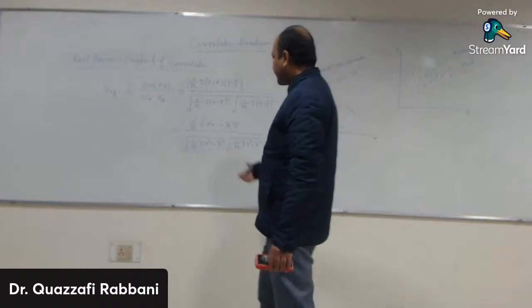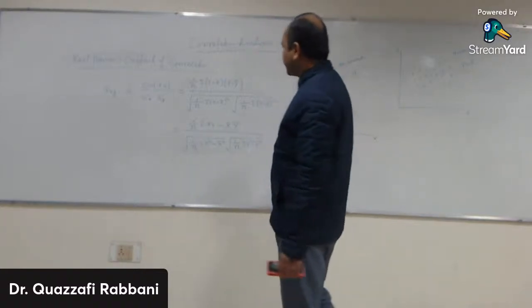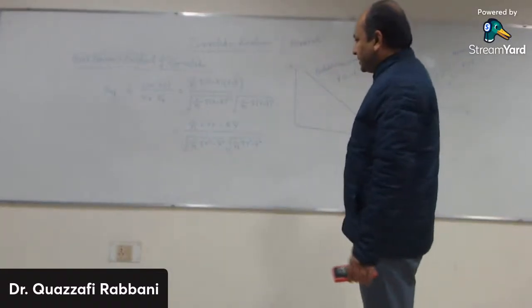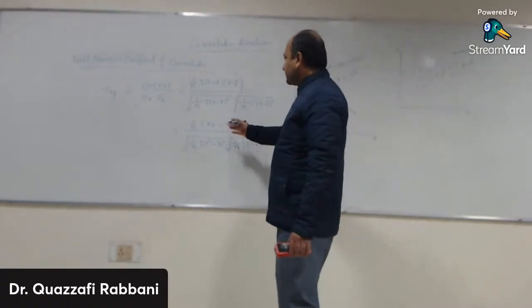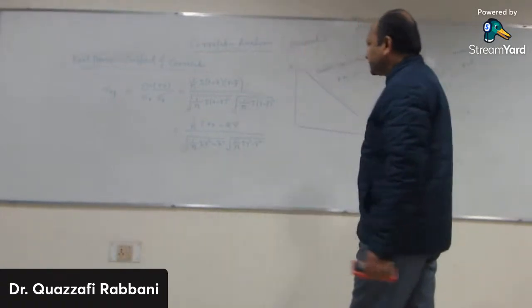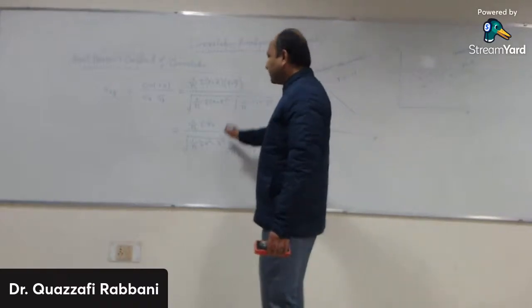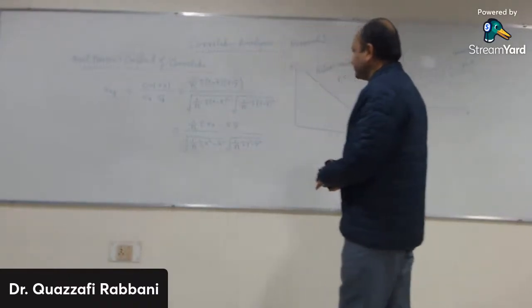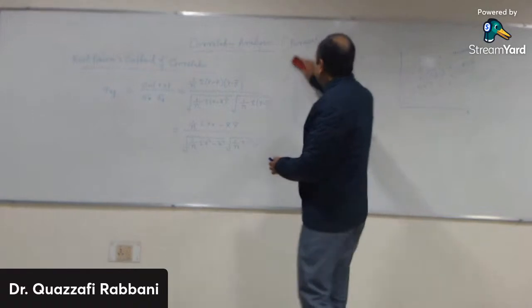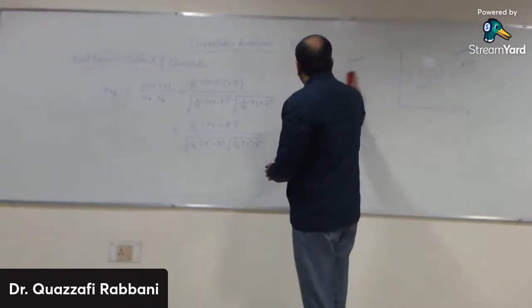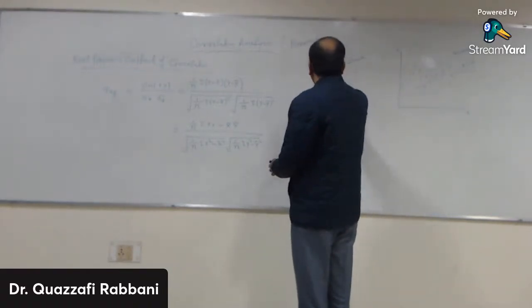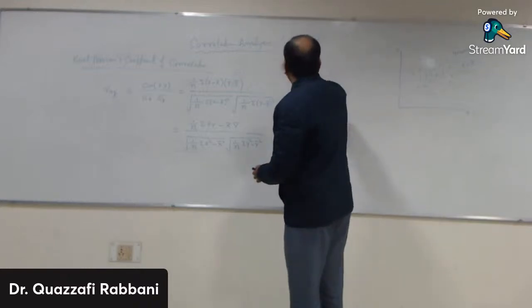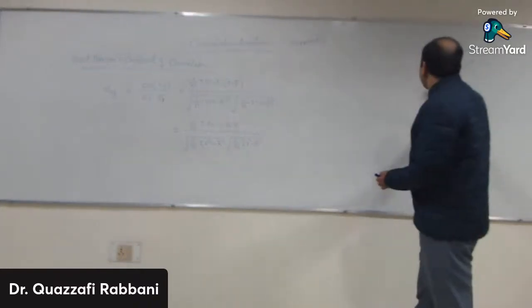You can also simplify it in different forms, but generally these two formulas are always used. Either you can use this one or this one. So by using this formula, we will get the degree of the correlation coefficient.